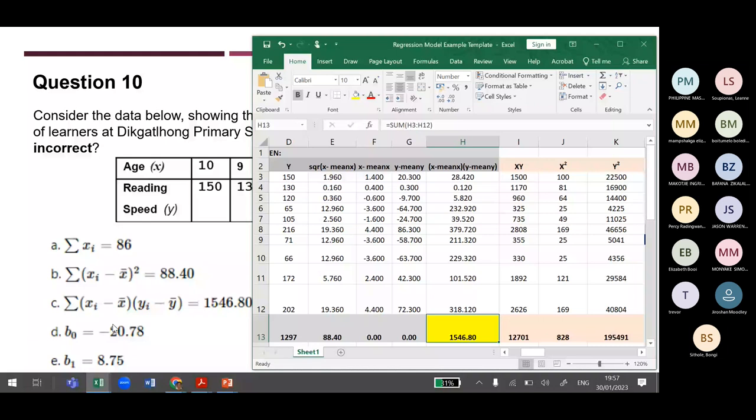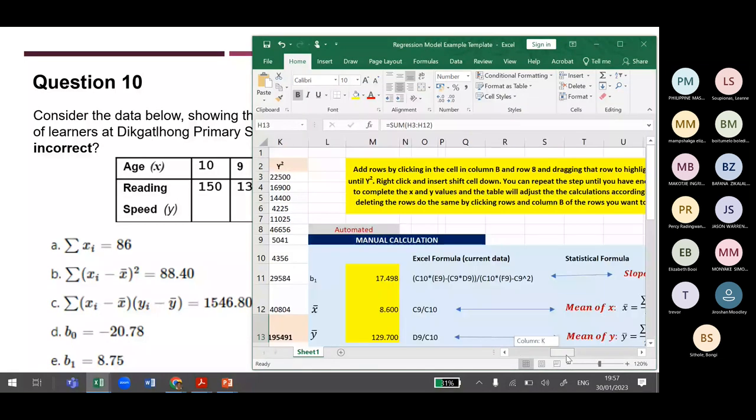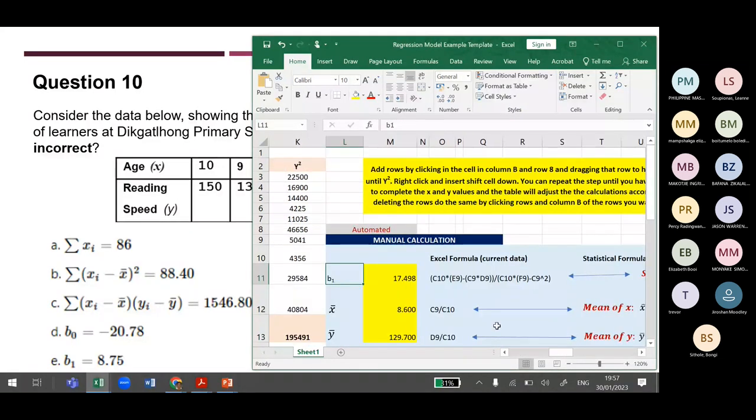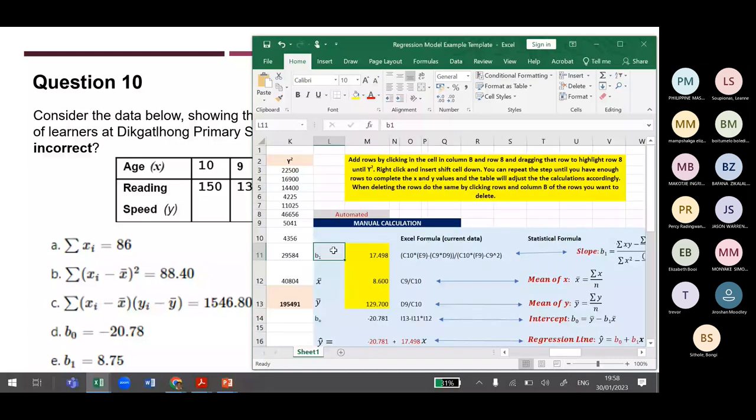So if you scroll to your right, you will find first your intercept. Okay, so the other thing, I must just make it smaller. So you will see there, the slope. So this is the intercept. The slope, which is B1, you can see there, I'm also giving you the formula of how I calculated it as well.